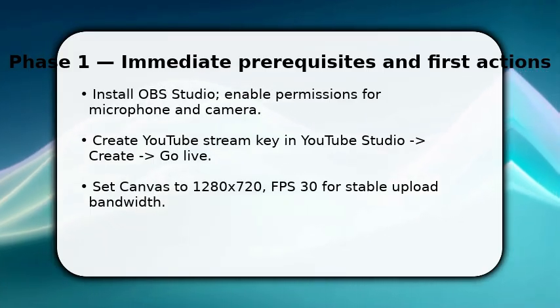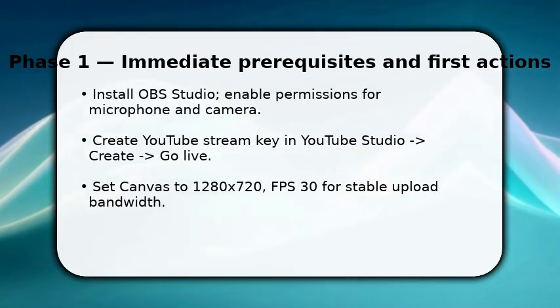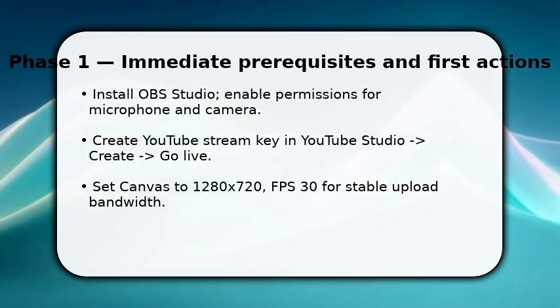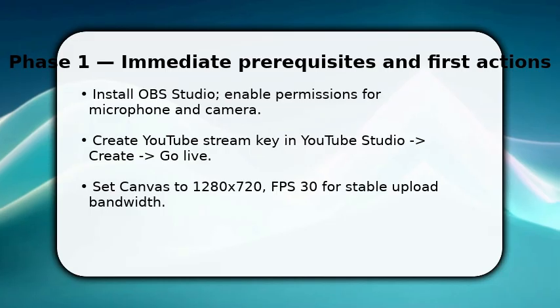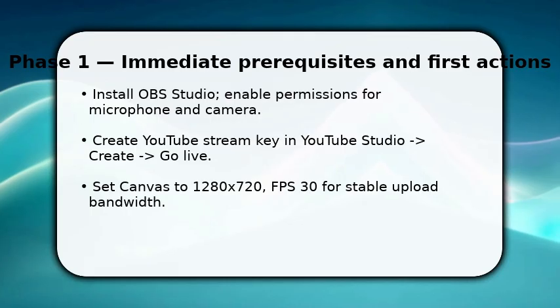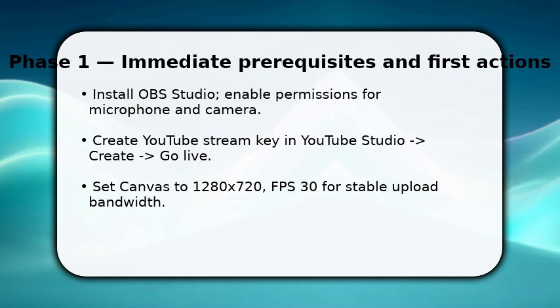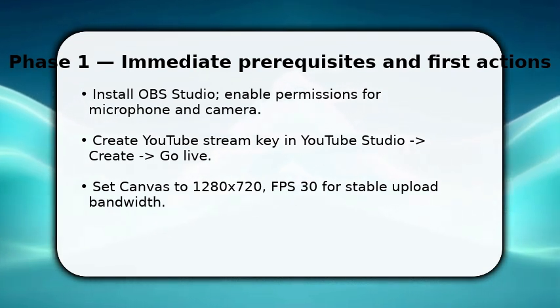In OBS, set your base canvas to 1280 x 720 and output to 1280 x 720 at 30 FPS for predictable bitrate. Once done, enable microphone and camera permissions and add them as sources. This gets everything linked quickly and avoids bitrate mismatches that cause buffering during the live session.